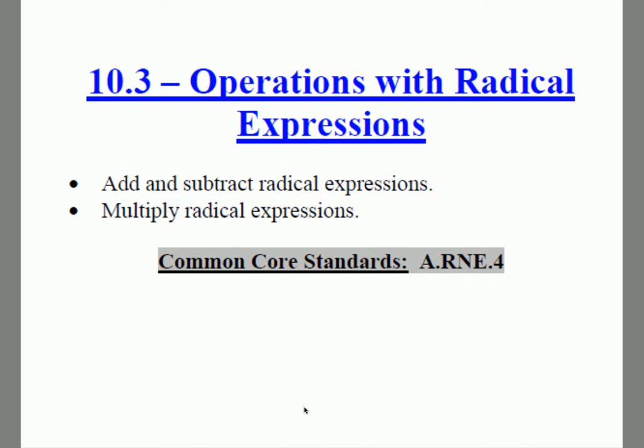Hello, welcome to lesson 10.3 where we're going to have some operations with radical expressions. In this lesson we're going to learn about adding and subtracting radical expressions. We're also going to learn about how to multiply radical expressions.